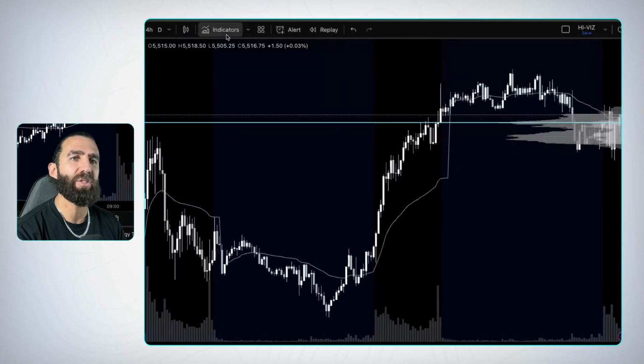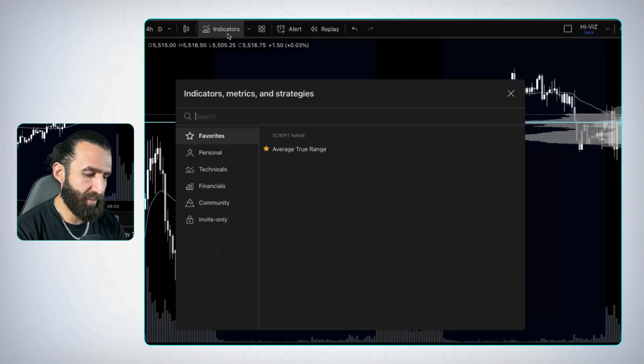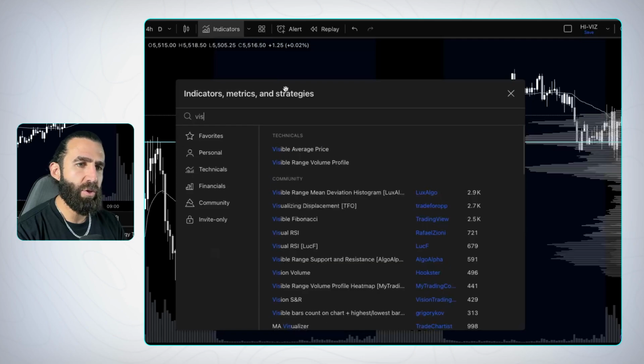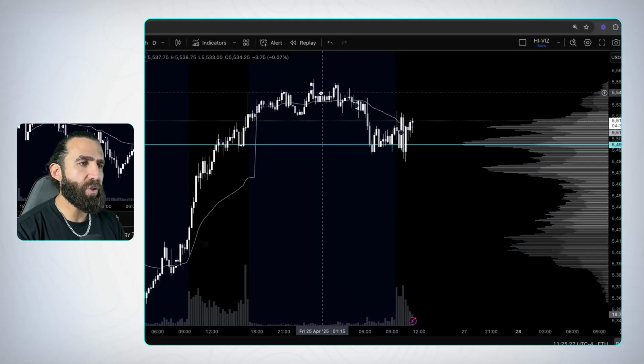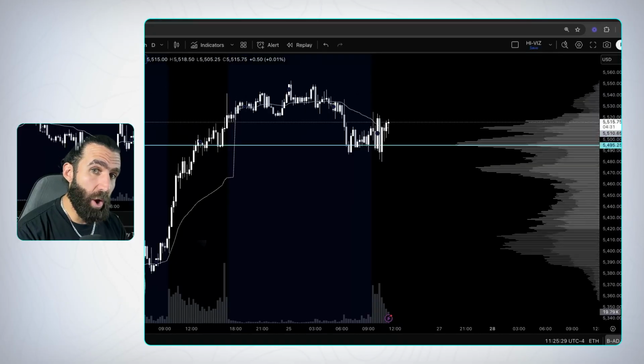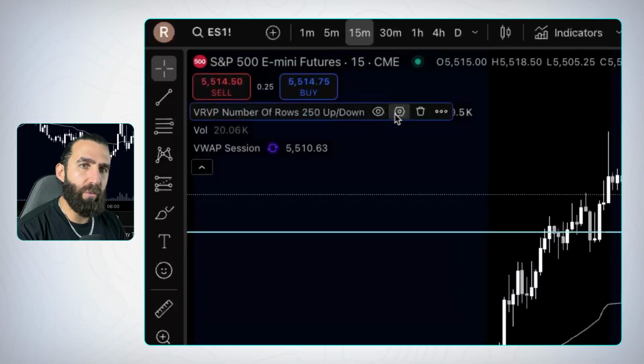If you wanted to add this to your chart, you would come up here to indicators and type in visible range, visible range volume profile. That's it right there. So just to give you the settings on this one exactly, which I often get asked about, we will go over here, click settings.